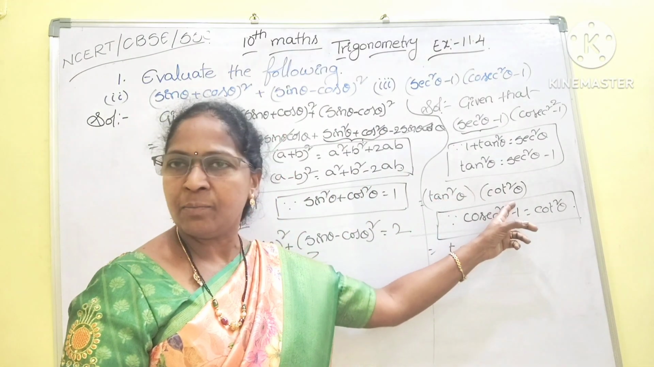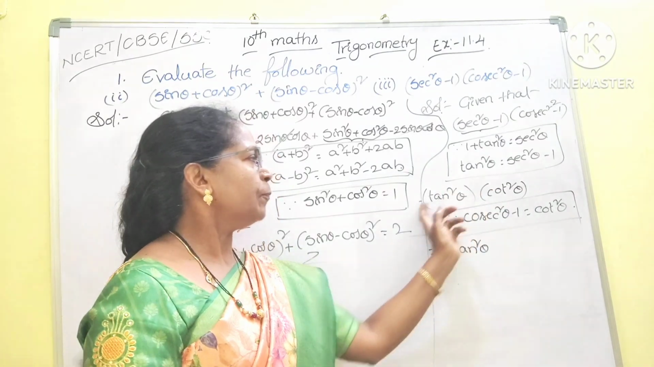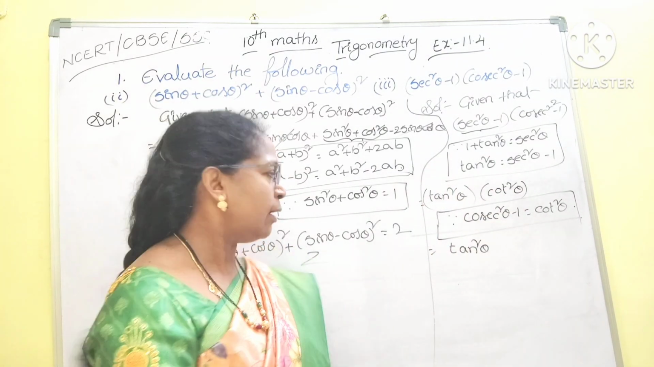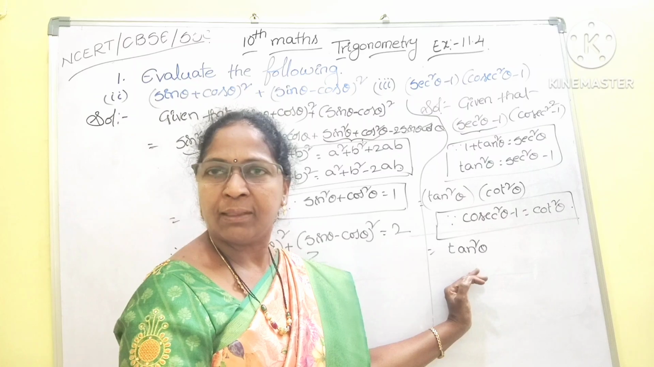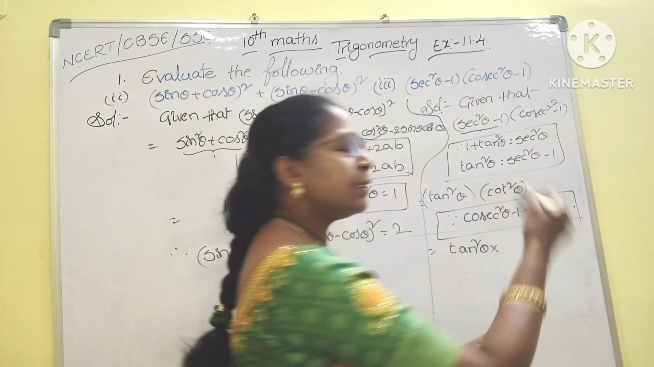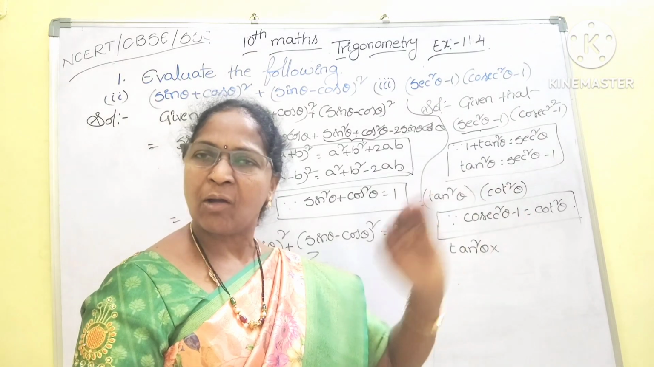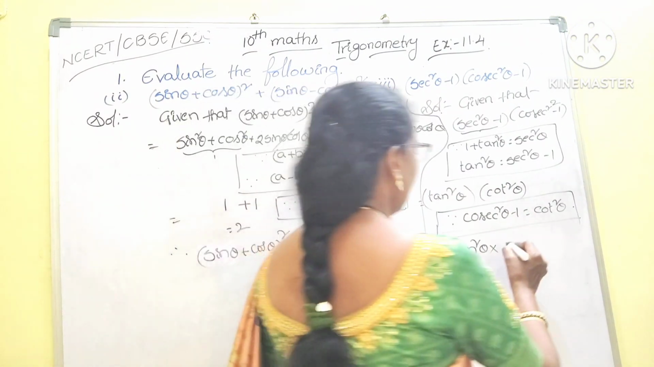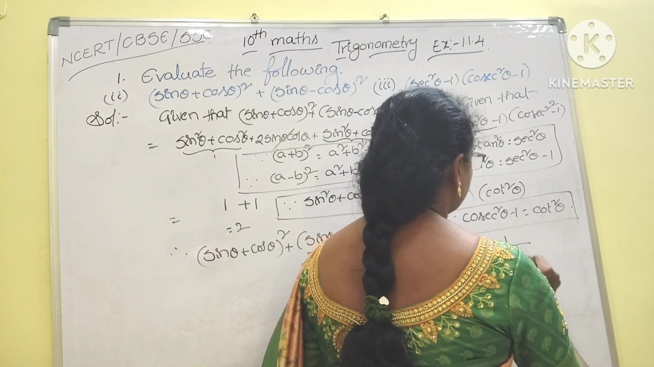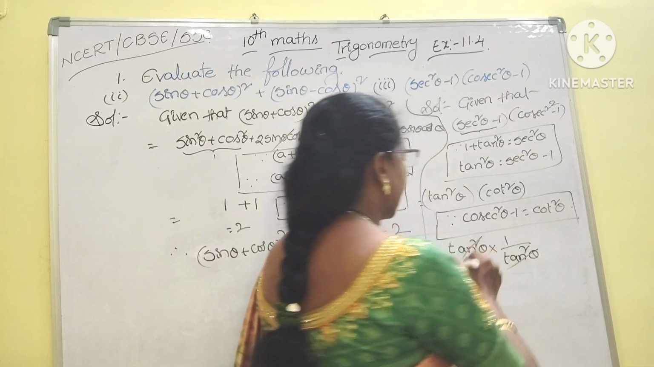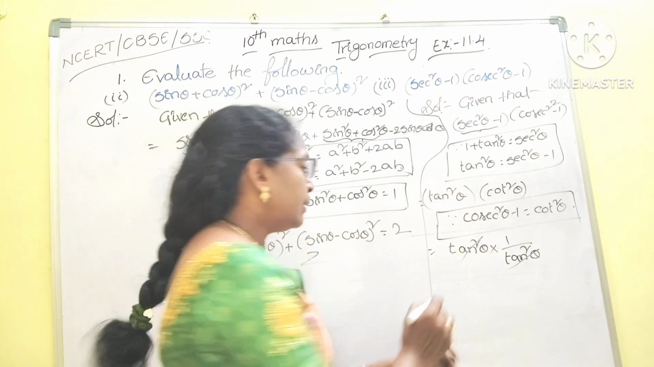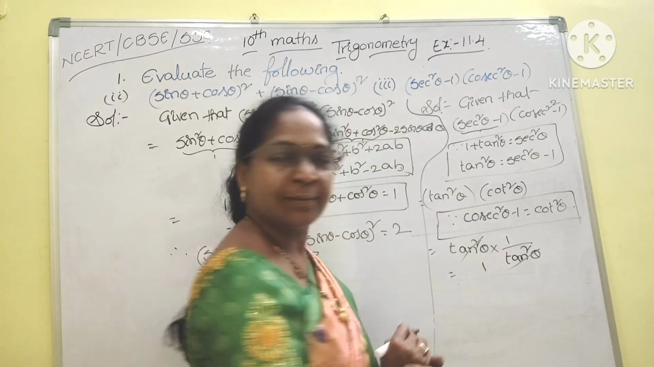One is in tan term and another one is a cot. So these two are reciprocal of each other. So tan square theta into cot square theta can be written as 1 by tan square theta. Why? Because cot is a reciprocal of tan. So 1 by tan square theta, where tan square theta and tan square theta both will be cancelled. The final answer is 1.